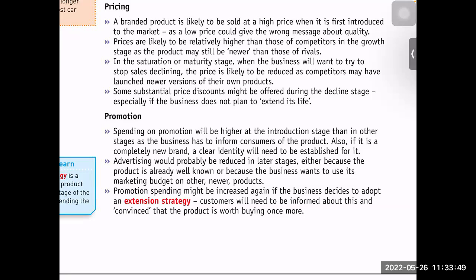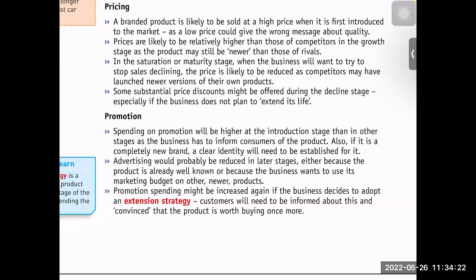Okay, that's good. Prices are likely to be relatively higher than those of competitors in the growth stage, as the product may still be newer than those of rivals. In the growth stage, the general price is up.